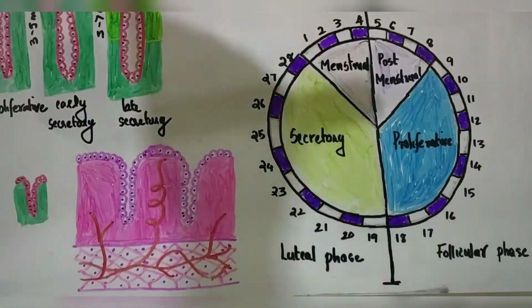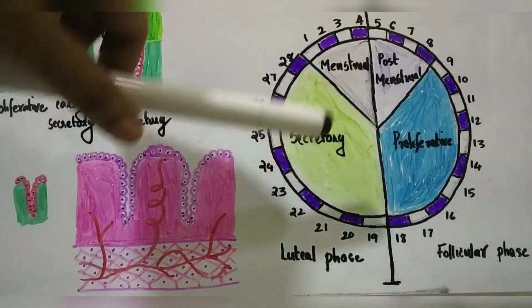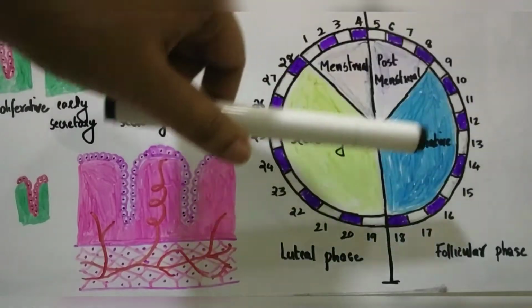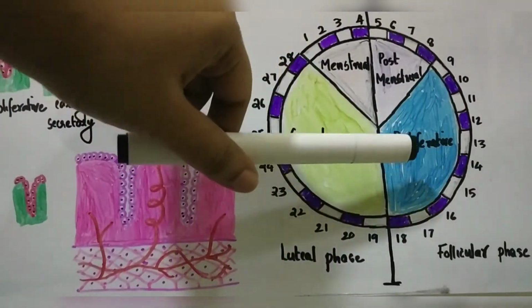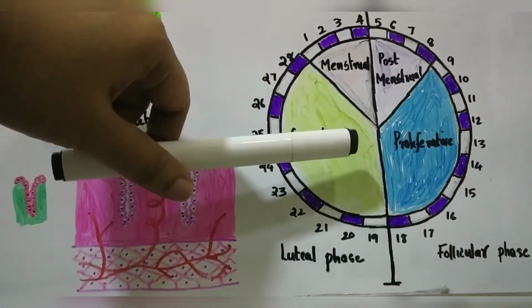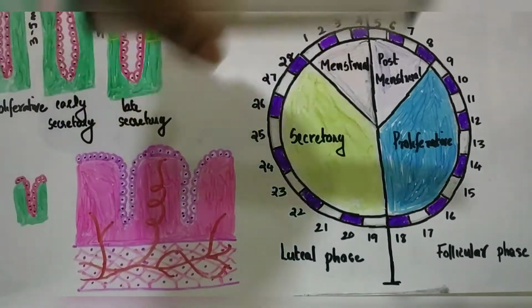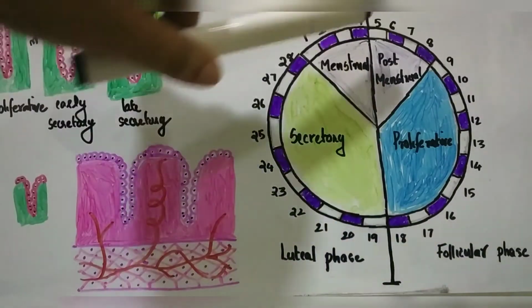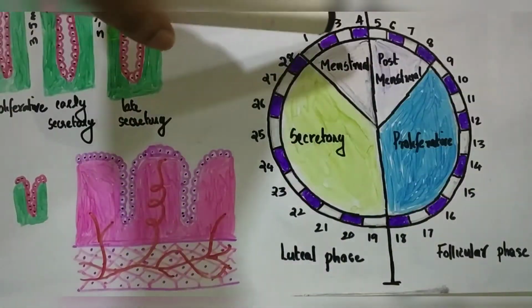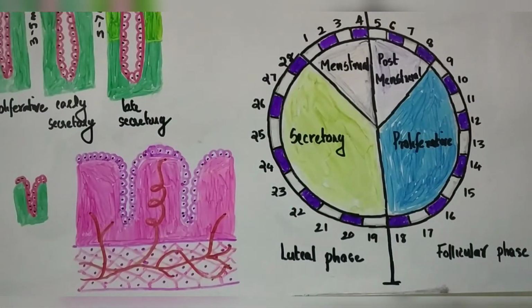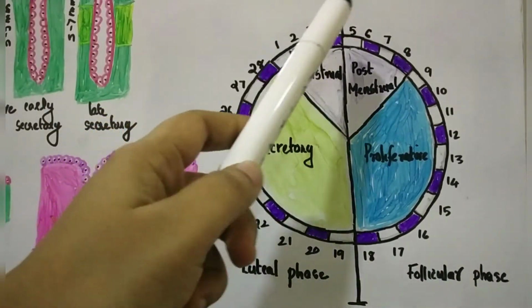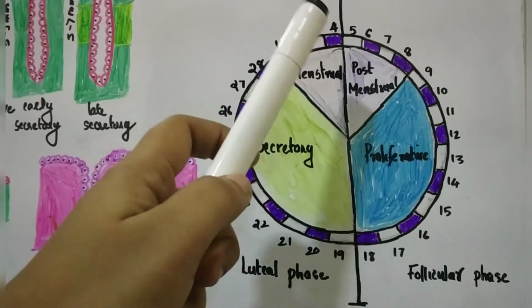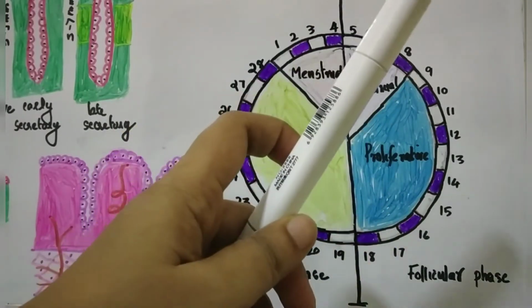In this figure you can see various phases of the menstrual cycle. The first is the menstrual phase, second is the postmenstrual phase, next is the proliferative phase, and next is the secretory phase, and after that the next cycle starts, that is the menstrual phase starts. So in total it is a 28-day cycle. The menstrual phase extends from 3 to 5 days, during which the endometrium is shed off, and as a result the menstrual blood flows.